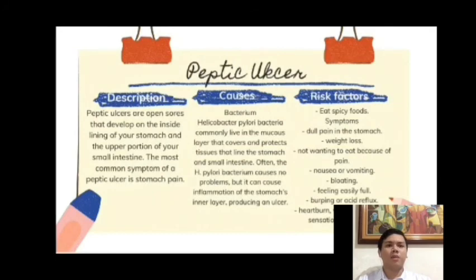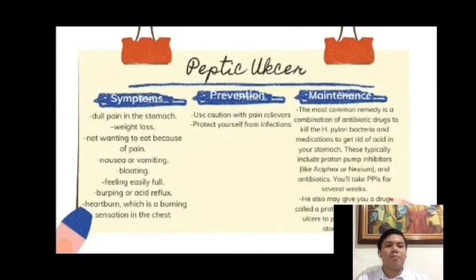So what are the symptoms of peptic ulcers? First is dull pain in the stomach, weight loss, not wanting to eat because of pain, nausea or vomiting, bloating, feeling easily full, and burping or acid reflux. Also heartburn, which is a burning sensation in the chest.